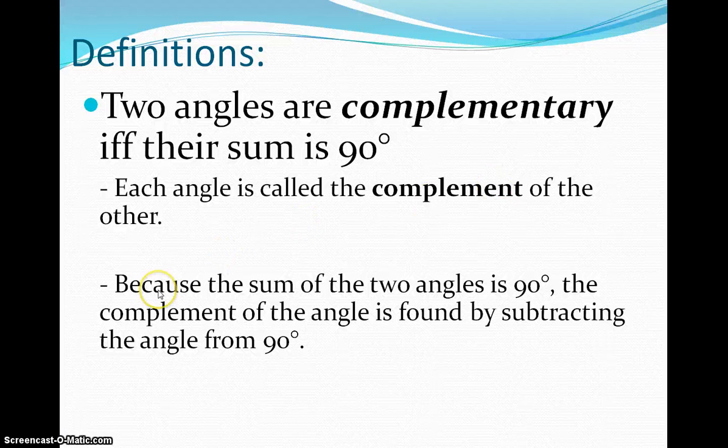And as I stated before, because the sum of the two angles is 90 degrees, the complement of the angle is found by subtracting the angle from 90, which kind of makes sense. Whereas if I know that one angle is equal to, say, 15 degrees, and I'm asked to figure out the complement of that, I would just do 90 minus 15 for my answer, which would then of course be 75 degrees.